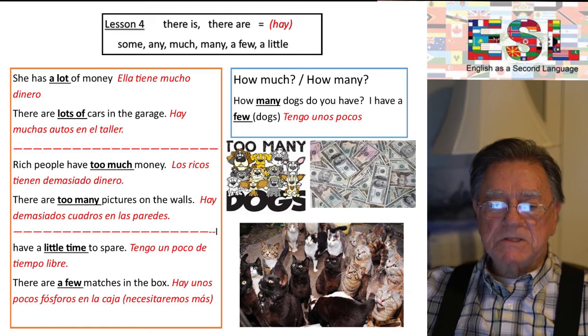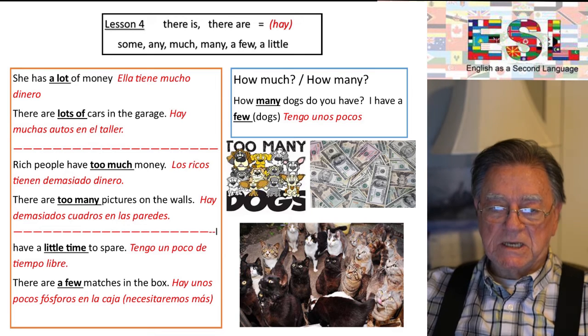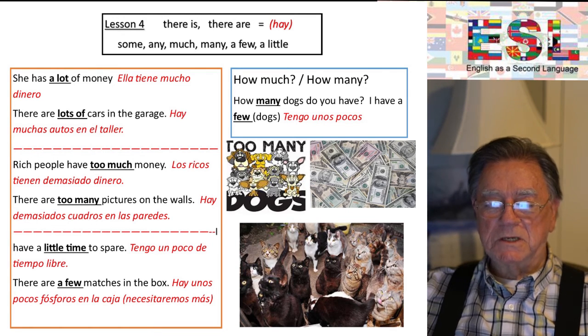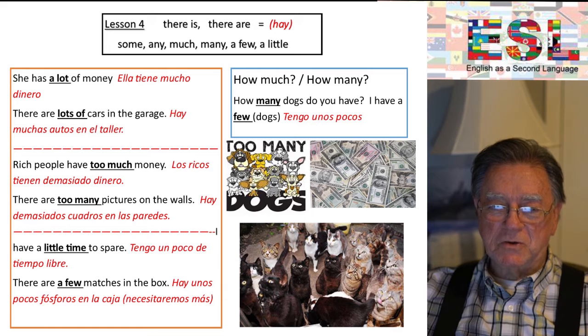Here's one. She has a lot of money. Ella tiene mucho dinero. She has a lot of money. That's nice, just a lot of money. We want her to go to church and put in a big tithe check. No, just joking.